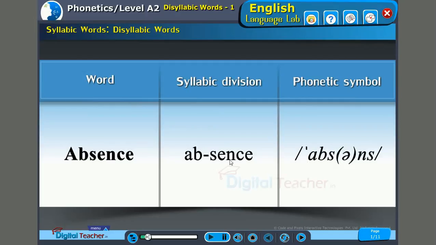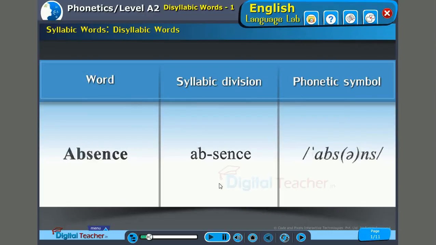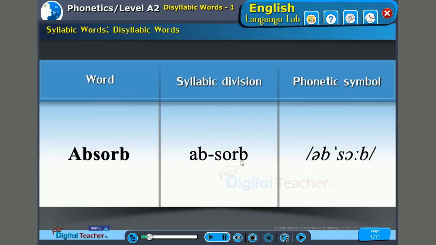Absence, two syllables again. Absence. The stress is on the first syllable. Absence. Absorb, two syllables again. Absorb. The stress is on the second syllable. Zorb. Say, absorb. The stress is on the second syllable. Zorb. Absorb.